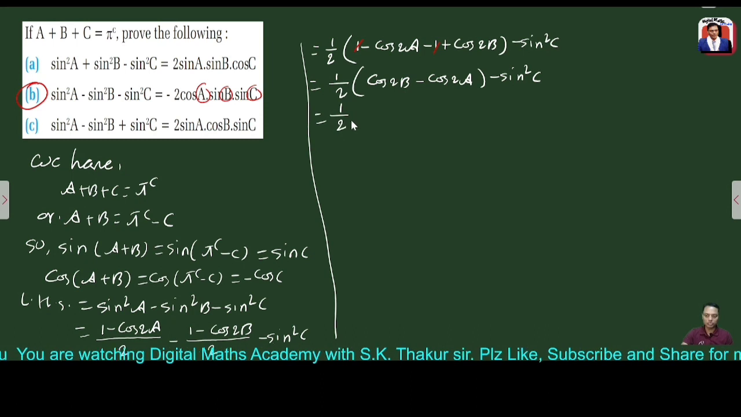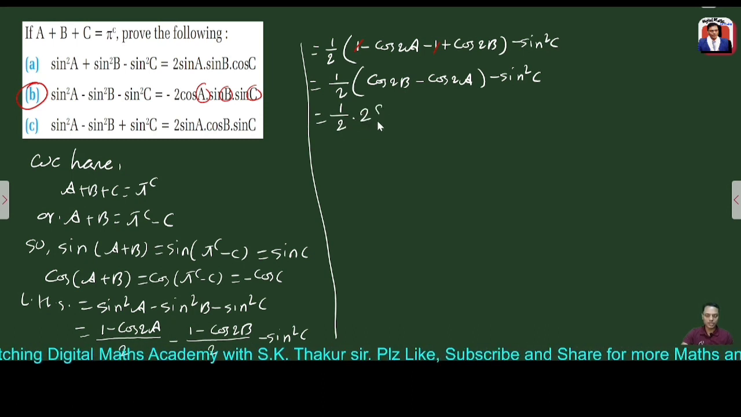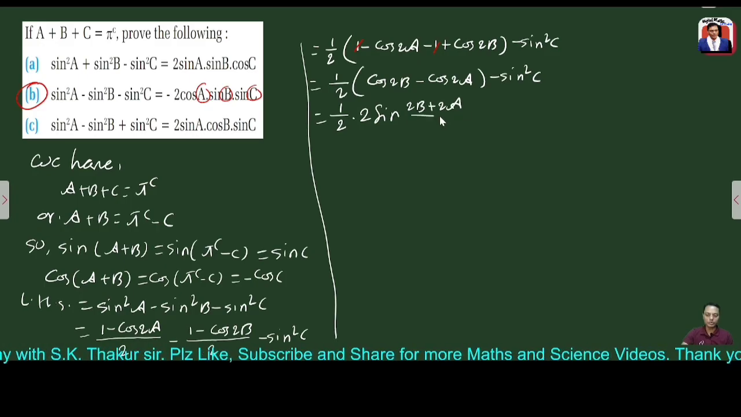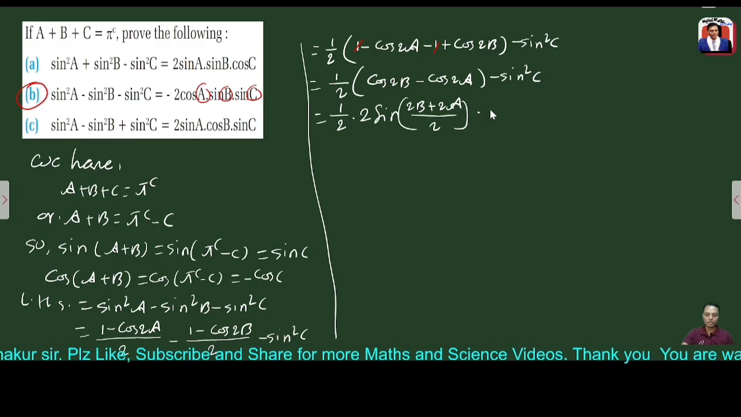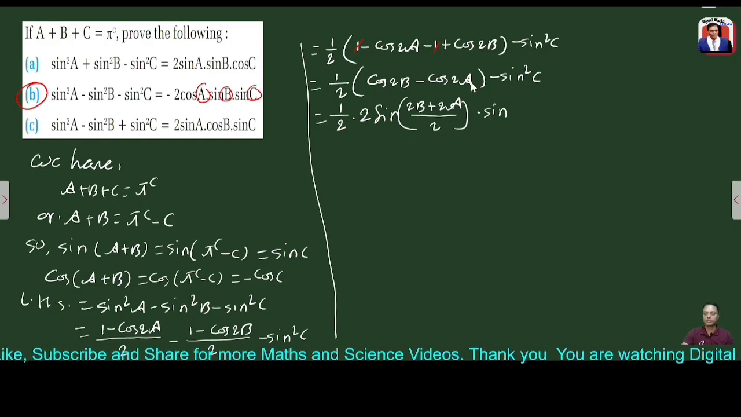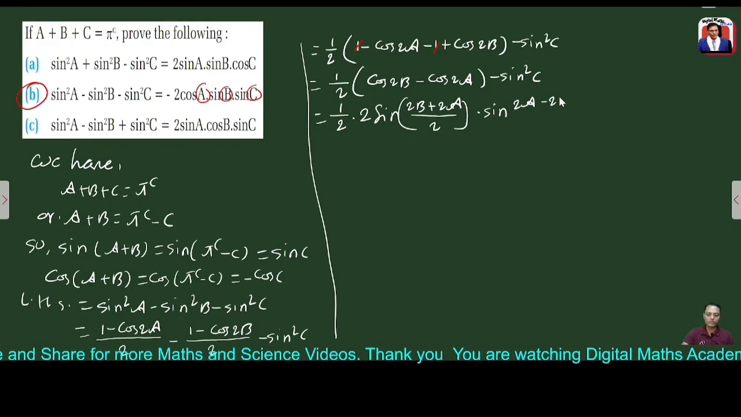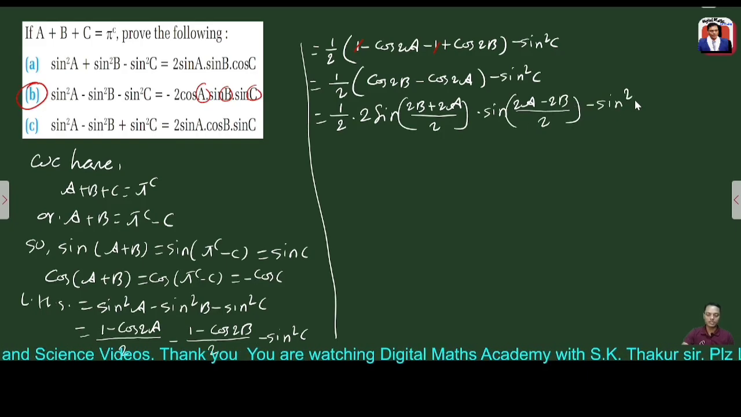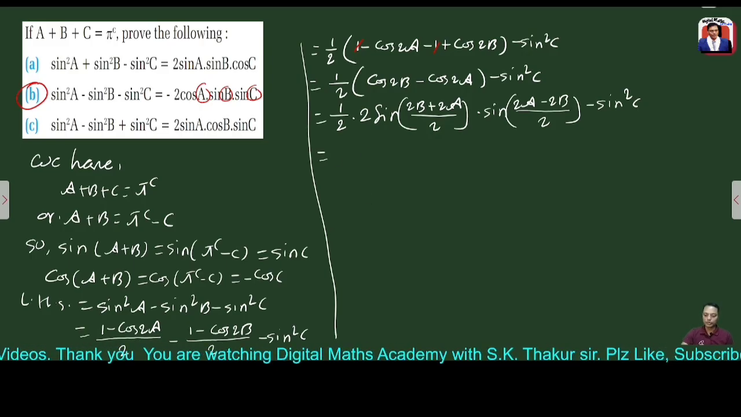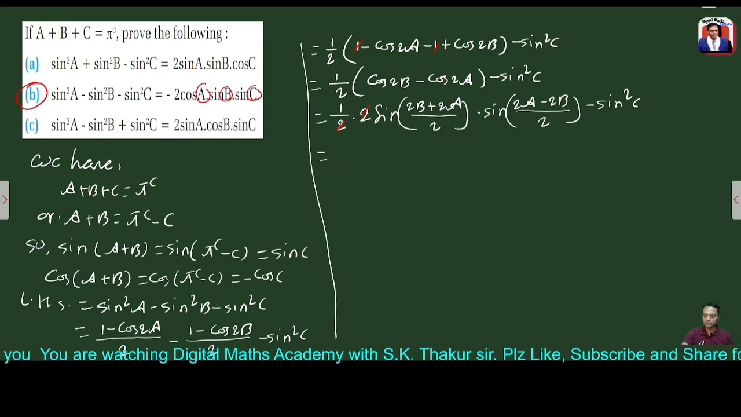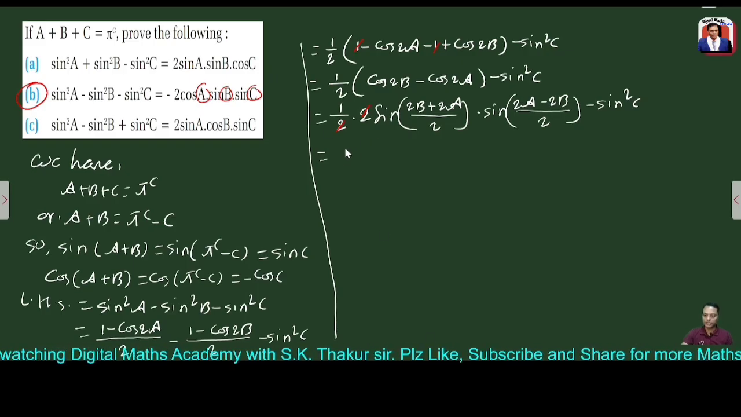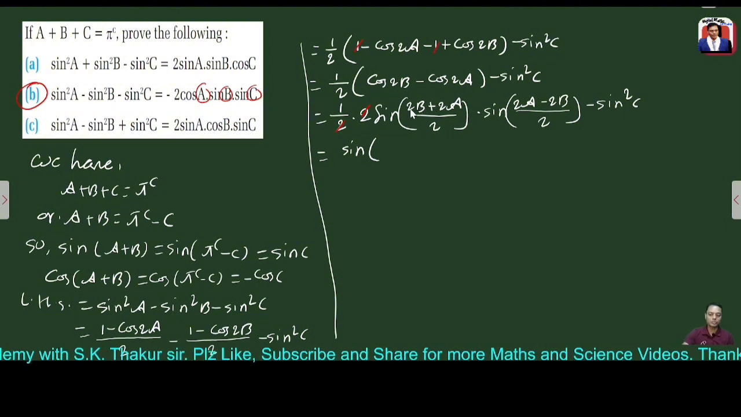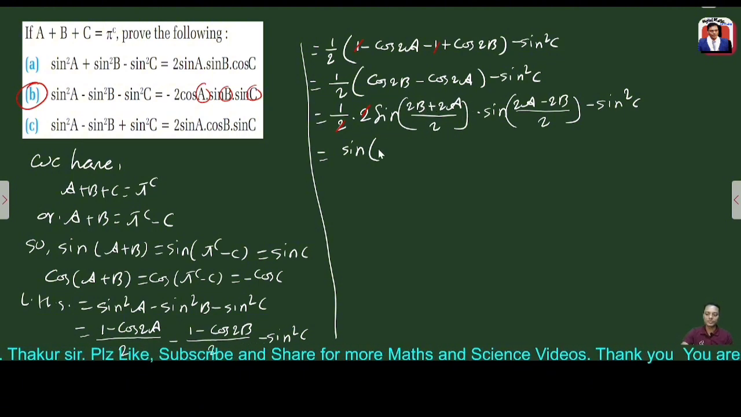So cos C minus cos D equals to 2 sine of C plus D by 2, that is 2B plus 2A by 2, dot sine of D minus C by 2. So D is 2A here. So we write here 2A minus 2B by 2, and then at the last we have sine square C. Then we see here 2 and 2 cancelled, and remaining we have here sine, and we take 2 common. So when you take 2 common, it becomes B plus A by 2. 2 and 2 will cancel, and B plus A means A plus B.